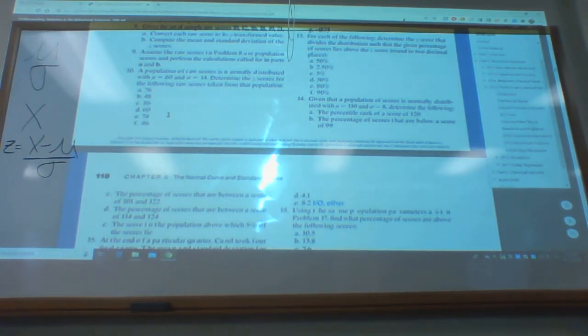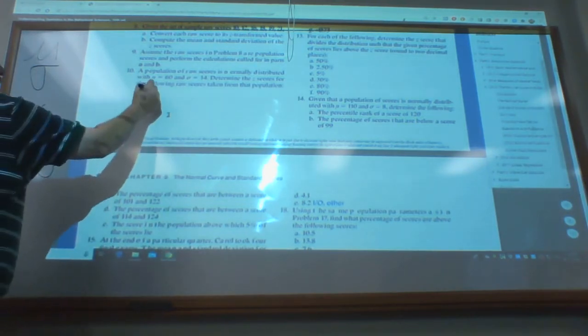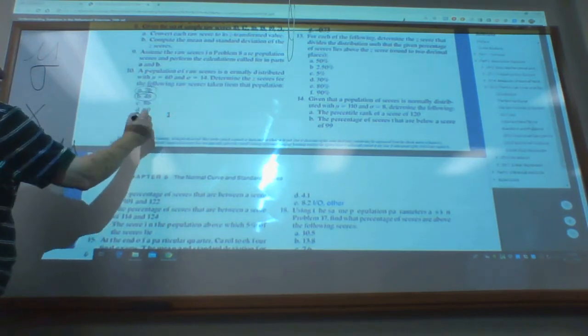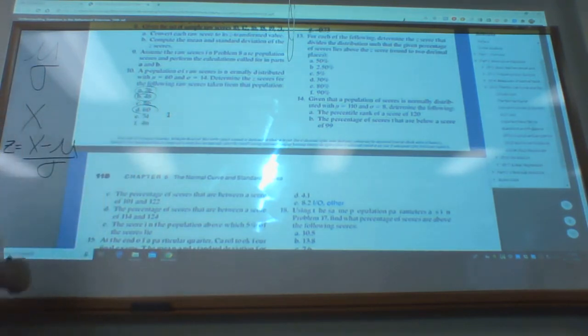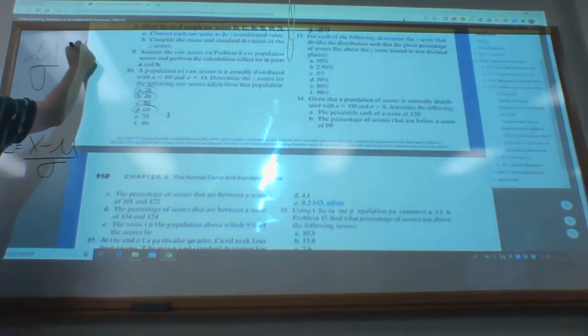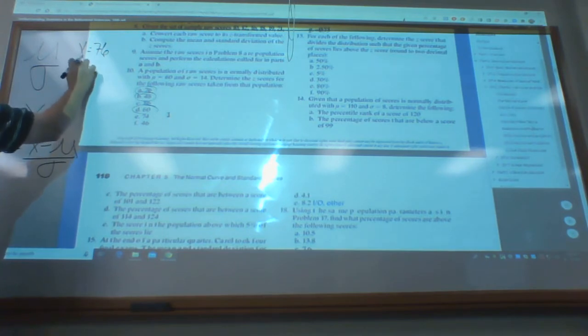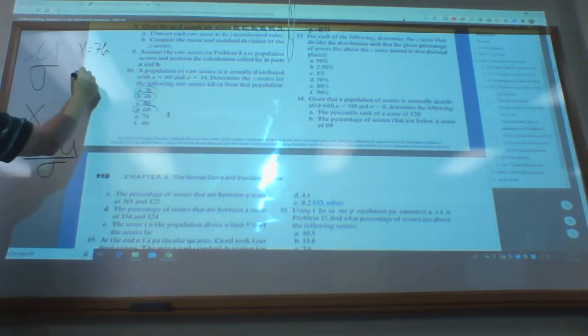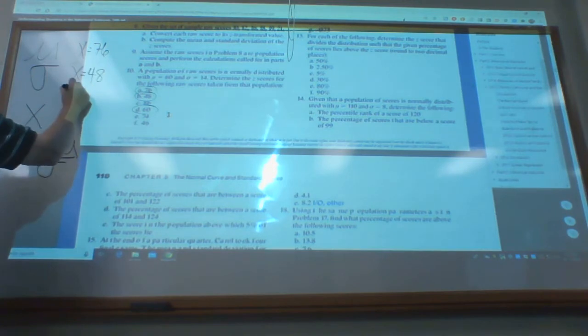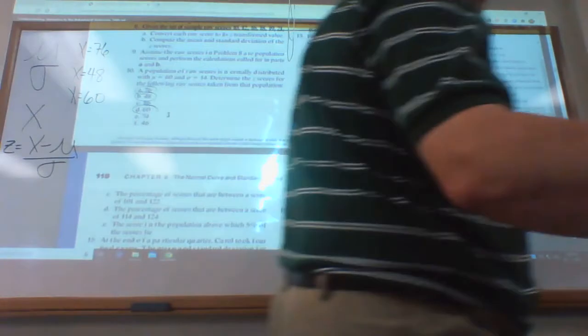Let's try to do three of them, just as representative answers. Let's just do A, B, and D. So for A, x is 76. For B, x, not x bar, x is 48. And for D, x is 60. Okay?